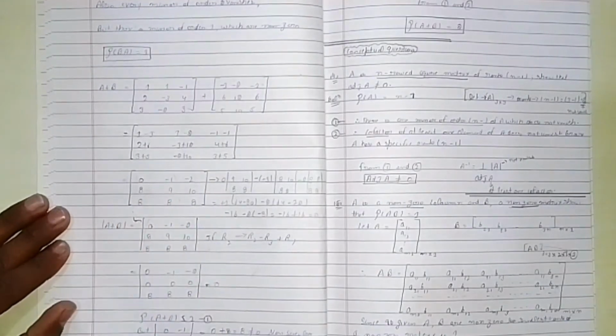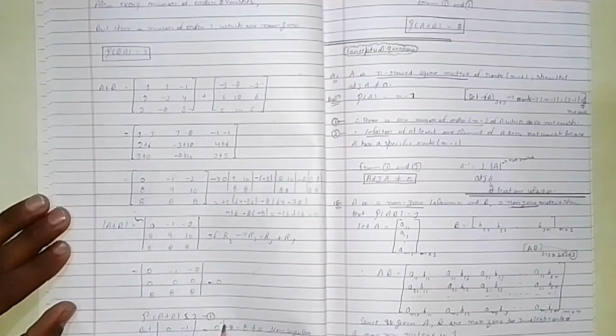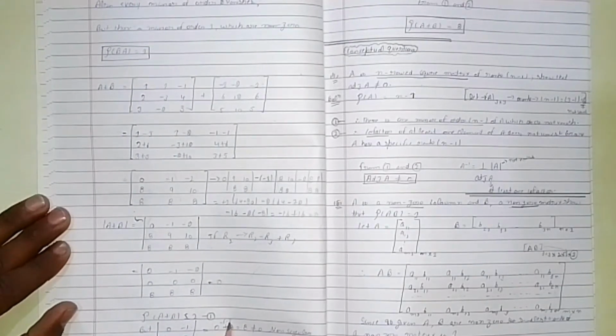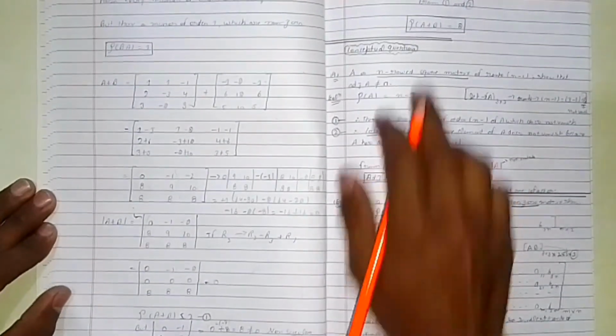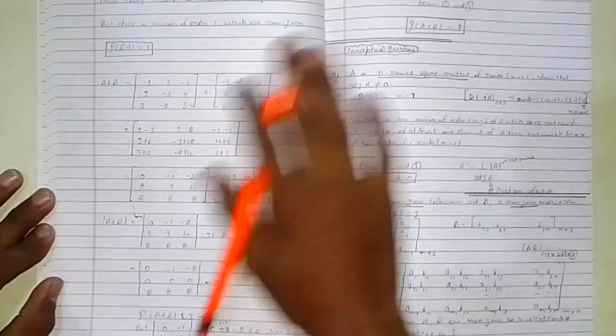-1 into 8, that is plus 8, which is non-singular because here we write minus. Okay, minus, that is -8. So that is minus plus. So 8 is not equal to 0. So here rank of AB is equal to 2. Is that clear to you?